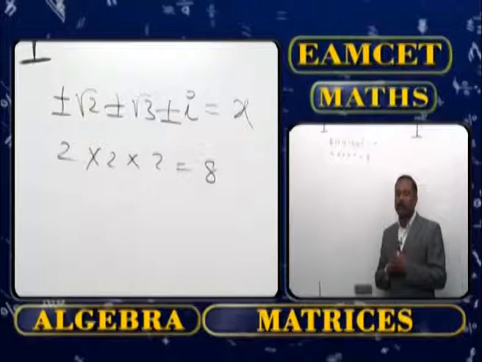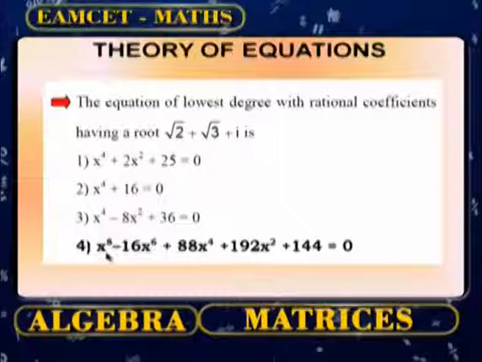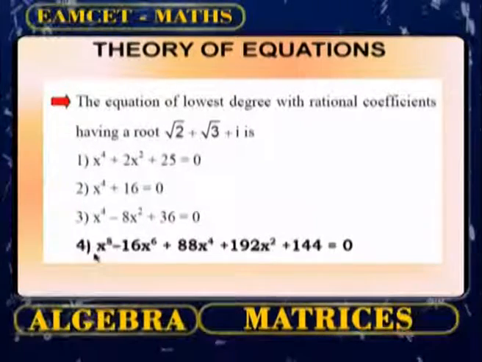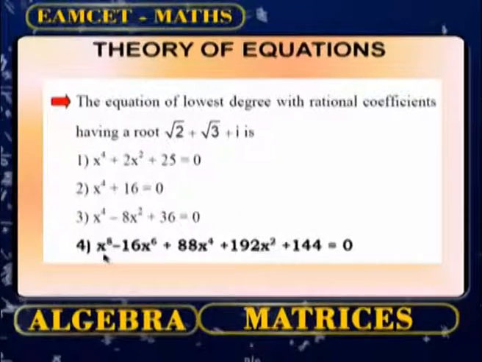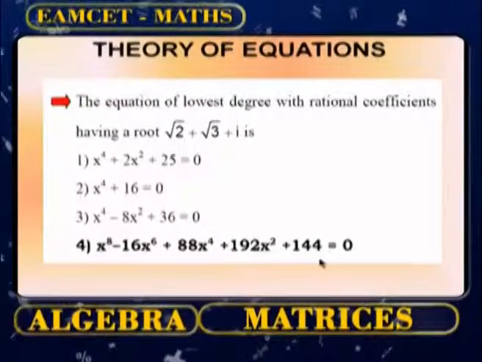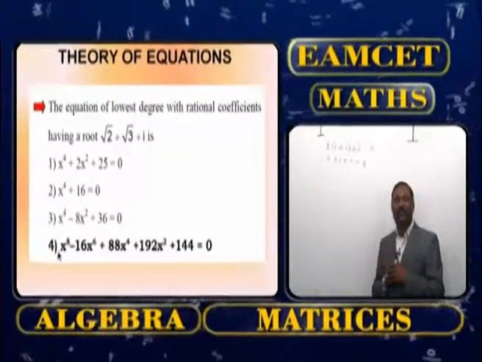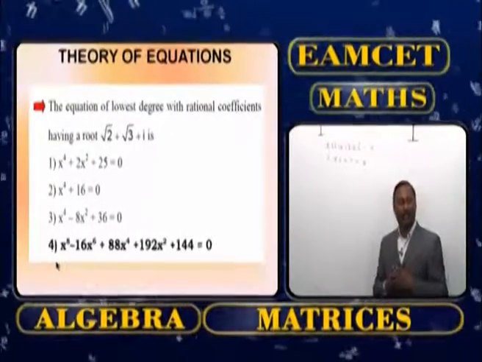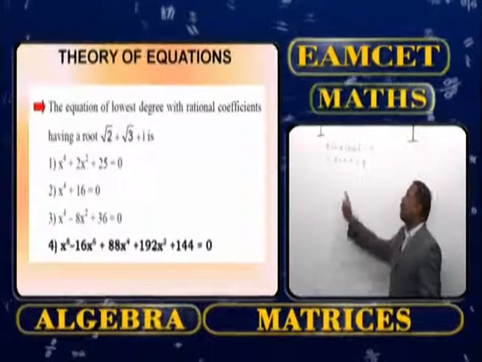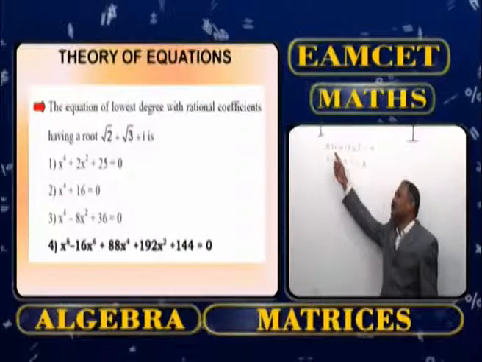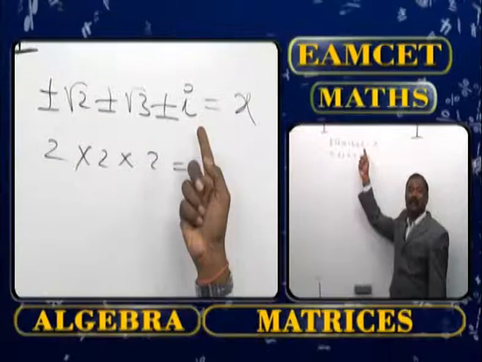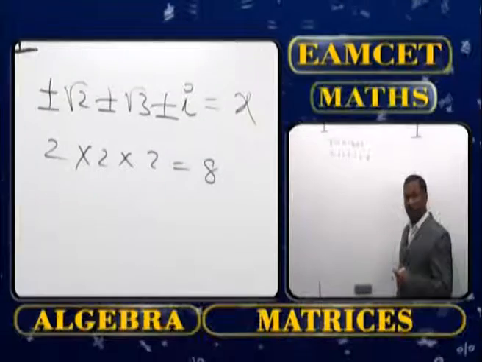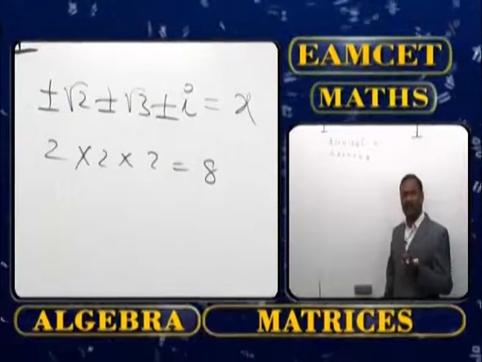So if you see the options there, the first option consists of x power 4, the second option also x power 4, the third option also x power 4. The last option is only x power 8. So by closing your eyes, you can simply say that that is the answer. But in that question, if all are given to be x power 8, then what is to be done? Then in such a case, you have to eliminate the square root as well as the imaginary part by squaring, or finding the power 4, power 6, power 8, like that.